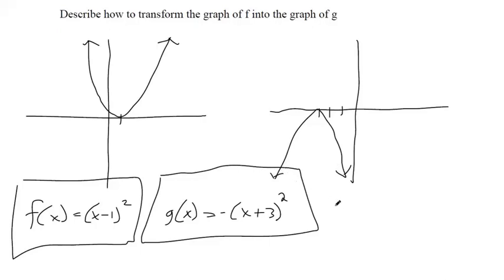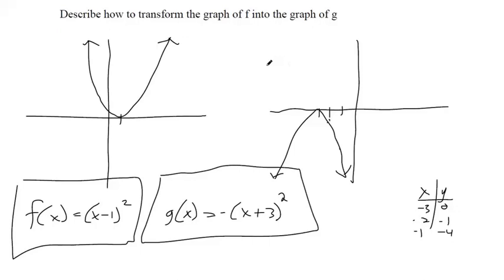And you could check with a quick data table. If you make an x and y table, you plug in -3 for x, you get out 0 for y. Plug in -2 for x, then -2 plus 3 is 1, 1 squared is 1, and then it's a -1. And if you plug in -1 for x, you get out -4 for y. Wait, is that right? Yeah. Yeah, and those are all data points like we're seeing over here.